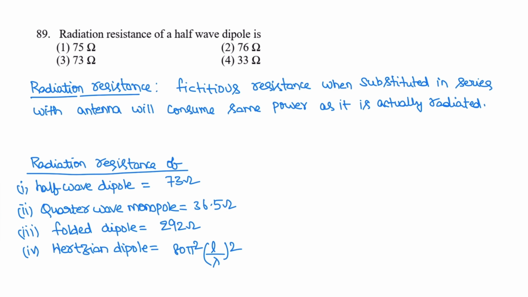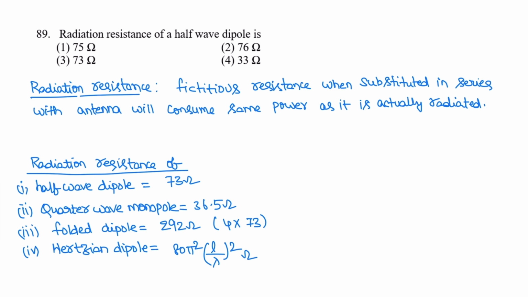For half wave dipole 73 ohms, quarter wave monopole 36.5 ohms, folded dipole 292 ohms. For folded dipole, it means 4 times the half wave dipole, 4 into 73, that is 292. And for Hertzian dipole it is 80 pi square (L by lambda) whole square ohms.